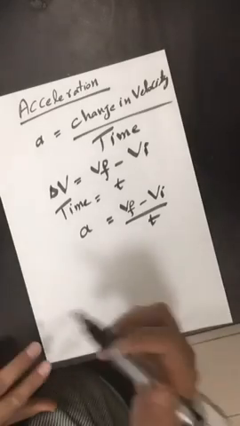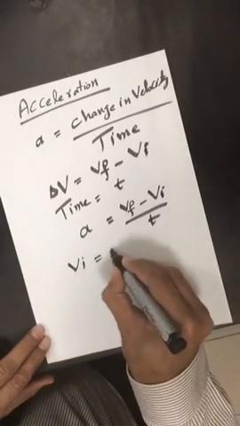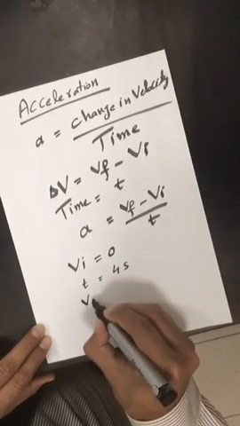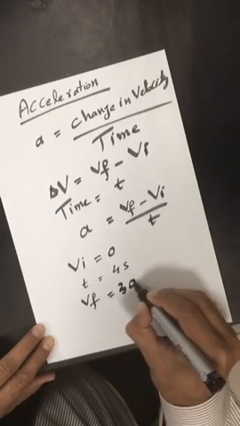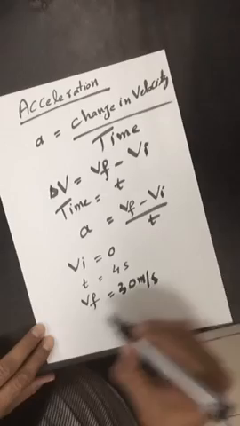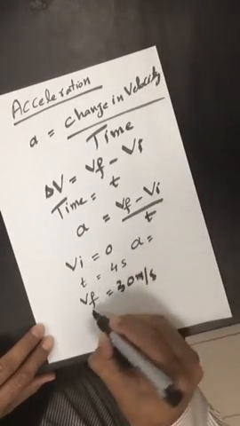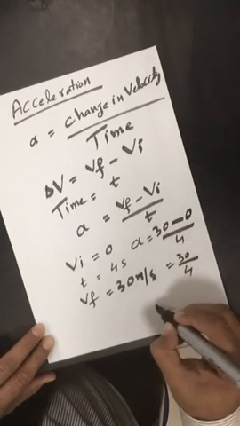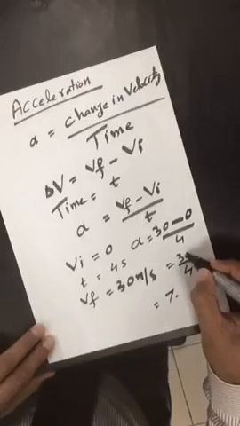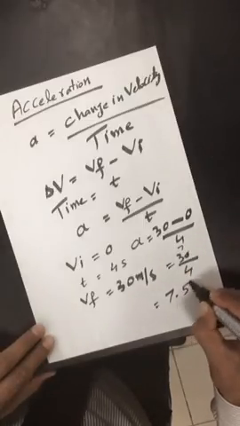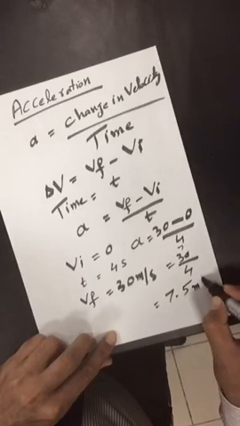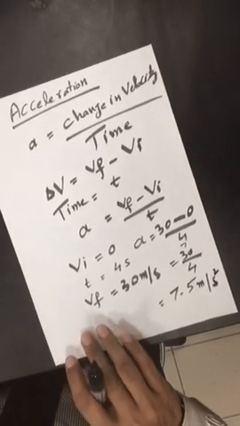An example: suppose a car when it starts, what is its speed? That is its starting speed, 0. Suppose after 4 seconds, its velocity becomes 30 meter per second. So how will you calculate the acceleration? Simple, put the values in the equation. Vf is 30 minus 0 over 4. So 30 divided by 4, your answer will be 7.5, almost. We can check it by calculator also. 30 divided by 4, 7.5 meter per second square. That is the unit we use for acceleration.